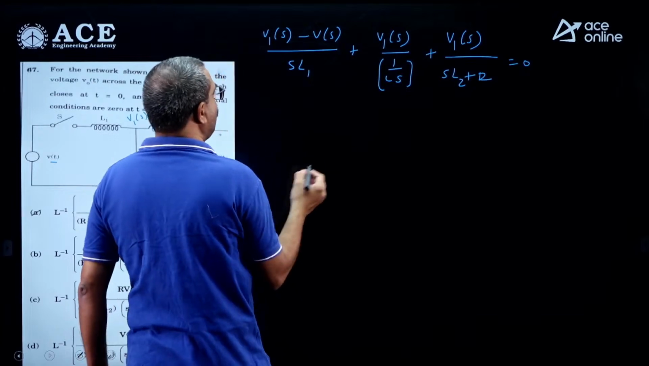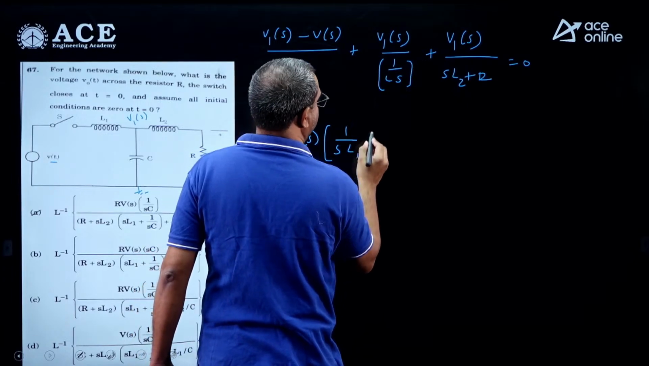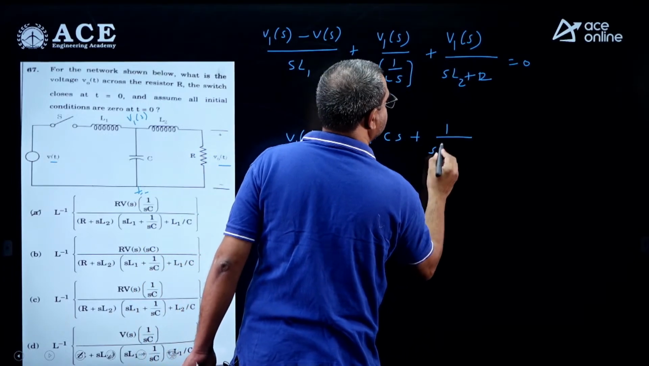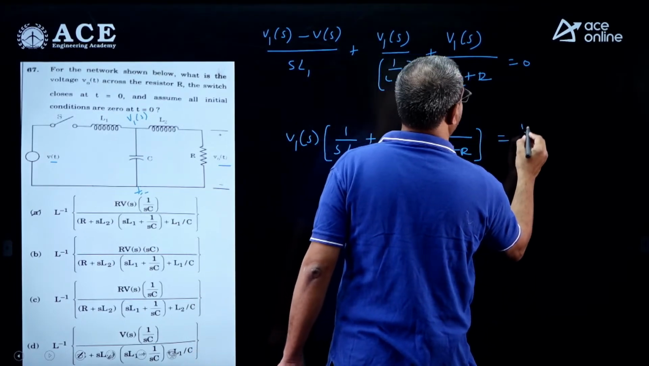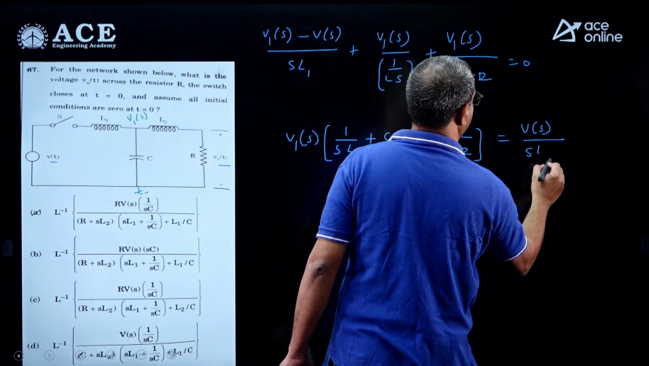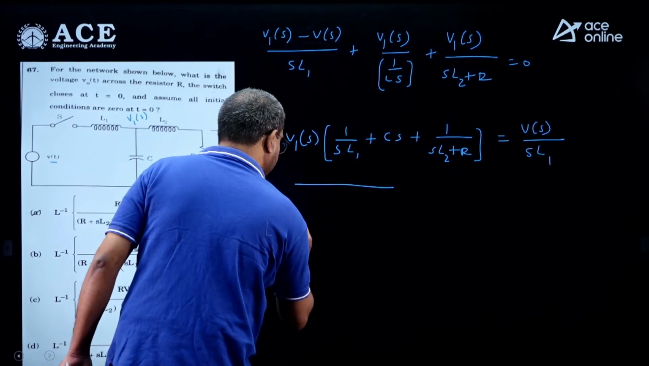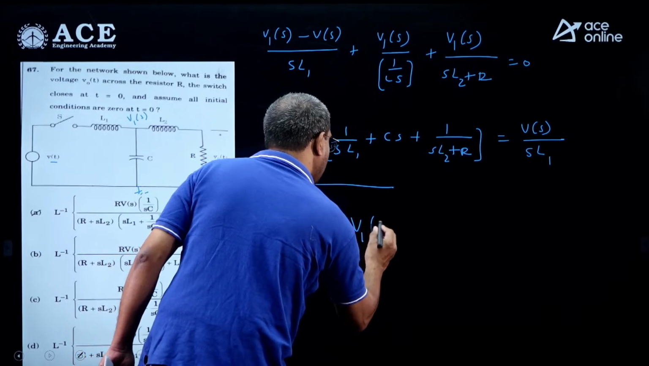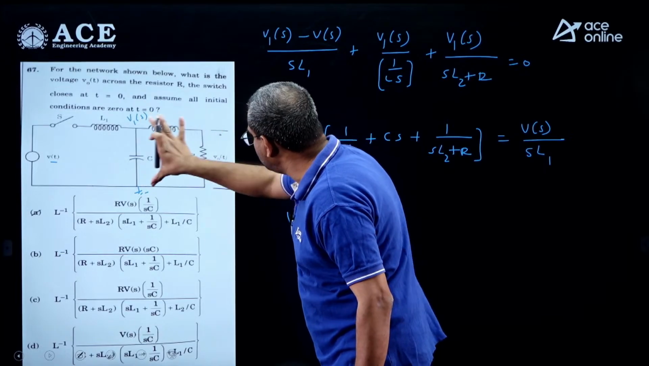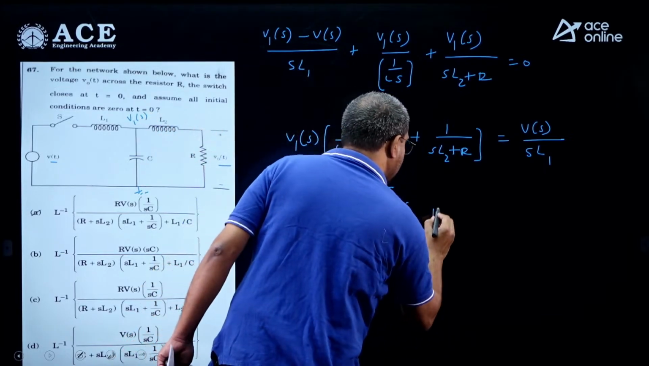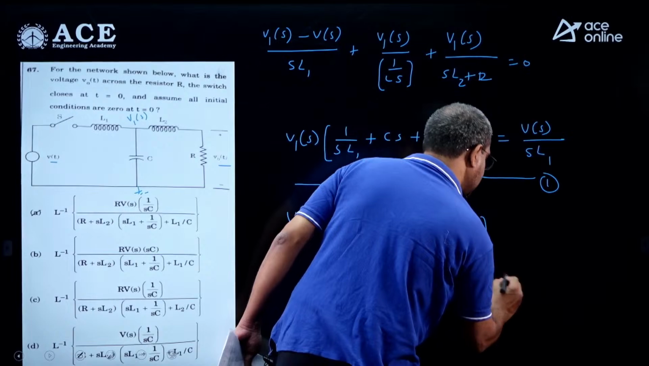Now from this if you take V1 of S common, you will get 1 by SL1 plus CS plus 1 by SL2 plus R, and if you take this side, this is V of S by SL1, this part I am taking. So first I got V1, but what is VO? Voltage division rule, VO of S is V1 of S total voltage, because this VO is total voltage, this branch voltage is this node voltage. VO of S is total voltage into same by sum. Same is what? R by sum. Sum is what? SL2 plus R. That is the second equation. This is the first equation, this is the second equation.